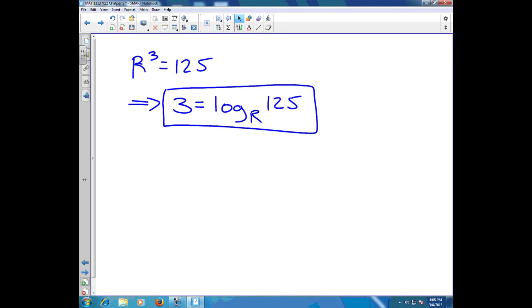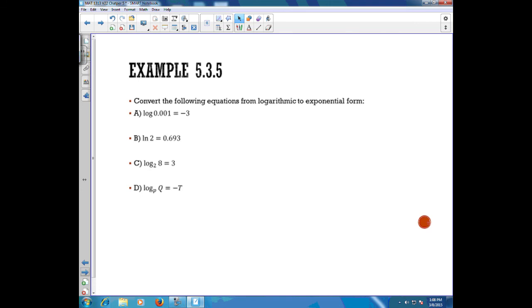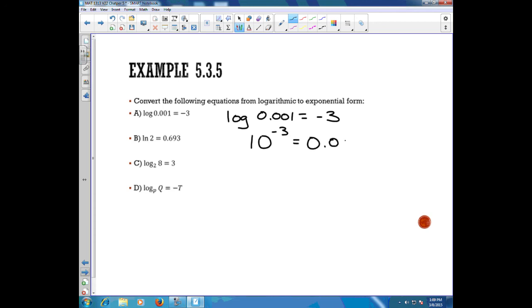So let's try some more examples. This time we want to convert the logarithmic equations into exponential form. So starting with the first one, we have log 0.001 is equal to negative 3. Remember, if there's no base, it's understood to be 10. So in this case, we have the base is 10. When we're looking at log expressions, the exponent comes after the equal sign. And so this is 10 to the minus 3 equals 0.001. And that would be your exponential form.